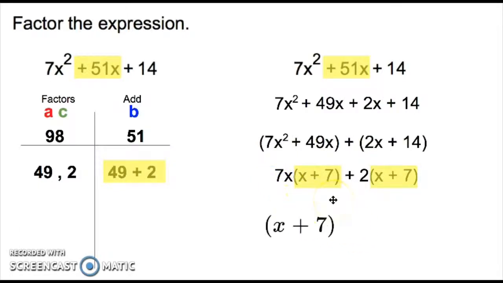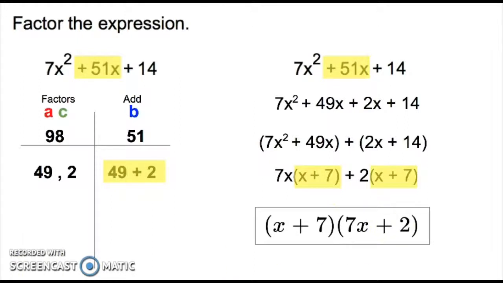So I'm going to factor out x plus 7. Now, when I factor out x plus 7 from this, I'm just left with 7x. When I factor out x plus 7 from this, I'm just left with 2. So I'll write x plus 7 times 7x plus 2. Then that's going to be my answer.